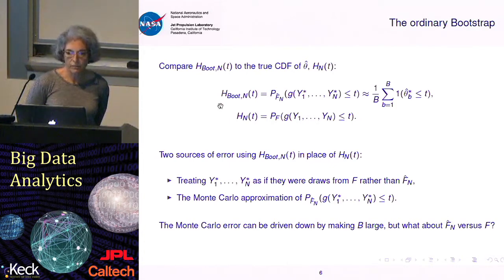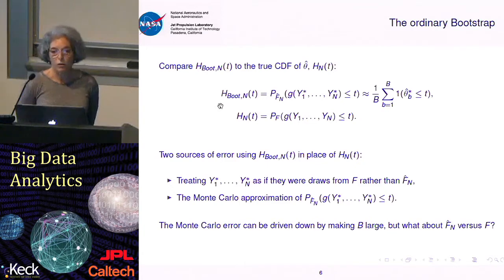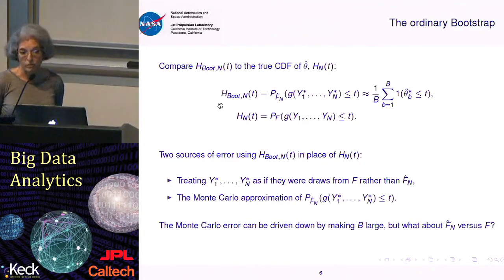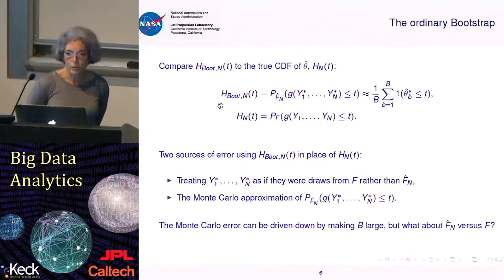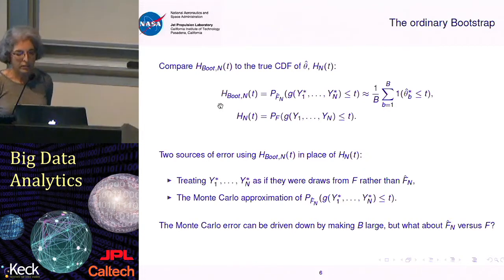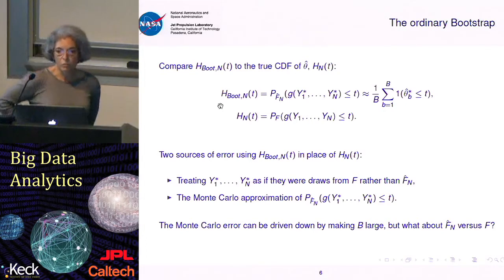And to get after that point, we might think about the following things. There are really sort of two main sources of error in making that approximation. Probably the really important one is treating those resample draws as if they were draws from the original population rather than draws from the empirical distribution of the one sample we actually obtained. The second source of error is the Monte Carlo approximation of the probability, but that can be driven down by making B sufficiently large. It's the other one that's really important.